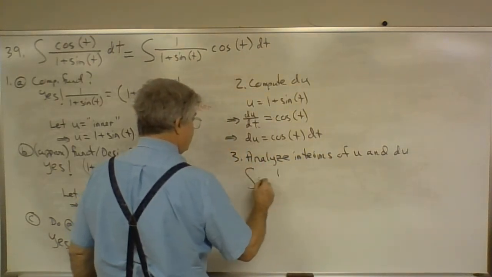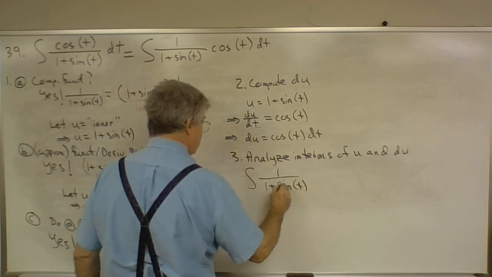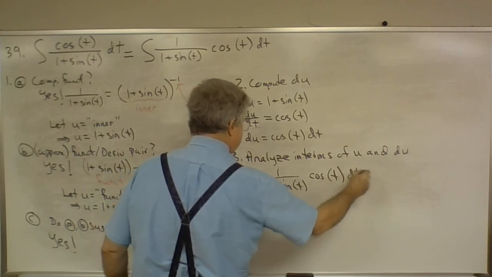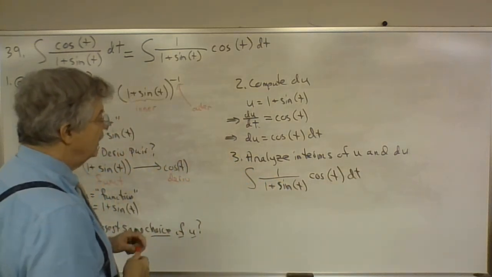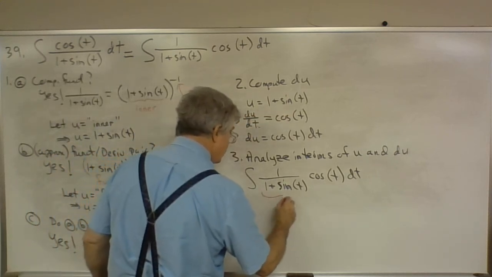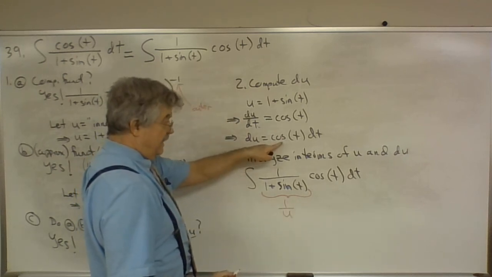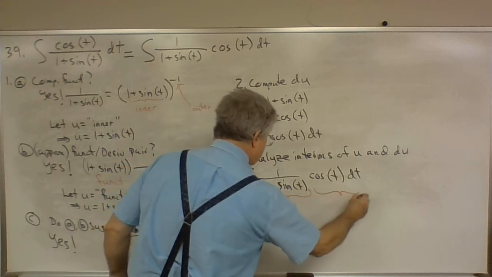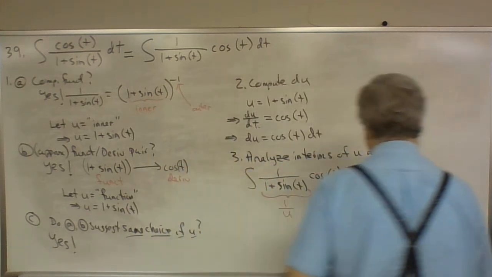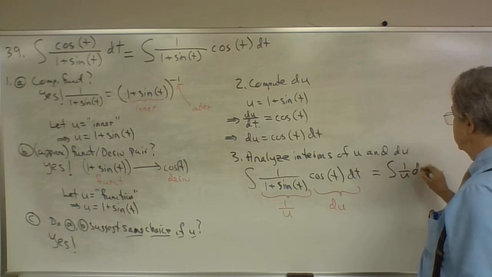So I have 1 over 1 plus sine of t times cosine of t dt. u is 1 plus sine of t, so this is 1 over u. du is cosine of t dt. This is du. So our integral becomes 1 over u du.